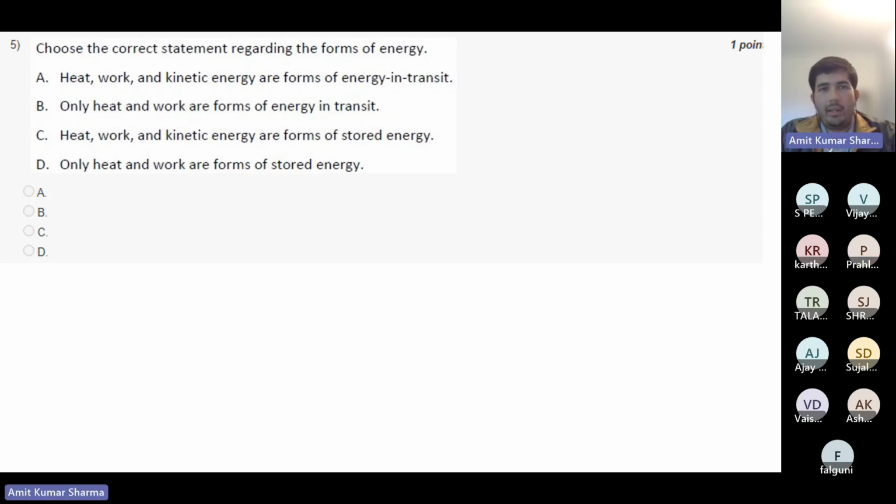So basically, what is the meaning of transient and stored energy? Just differentiate it. It says that only heat and work are forms of energy in transit. So what is the meaning of energy in transit?